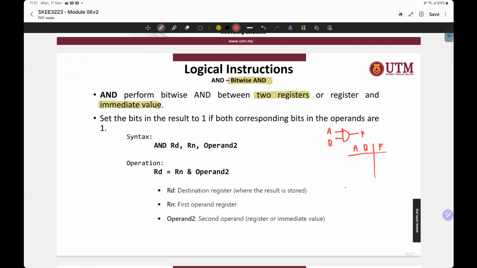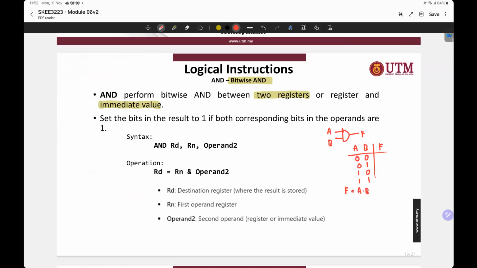Okay, the logical function for the AND is F equal to A dot B. All right. So from here, we derive the truth table. The truth table will be something like this: 0 0, 0 1, 1 0, and 1 1.